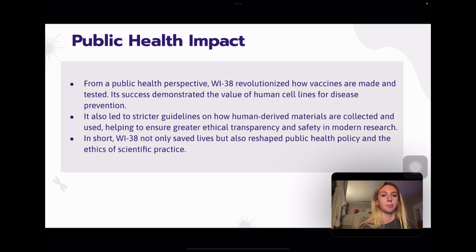And next, the public health impact. From a public health perspective, WI38 revolutionized how vaccines are made and tested. Its success demonstrated the value of human cell lines for disease prevention. It also led to stricter guidelines on how human-derived materials are collected and used, helping to ensure greater ethical transparency and safety in modern research. In short, WI38 not only saved lives but also reshaped public health policy and the ethics of scientific practice.